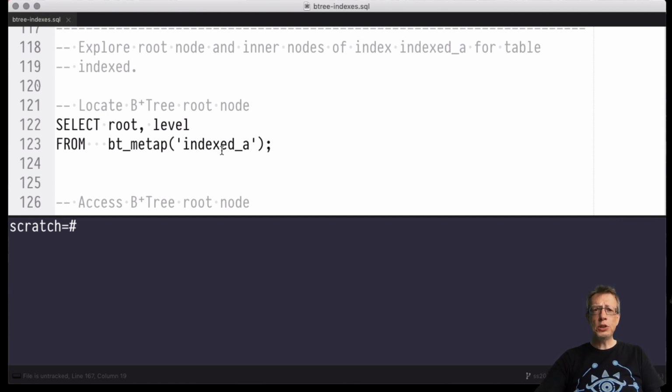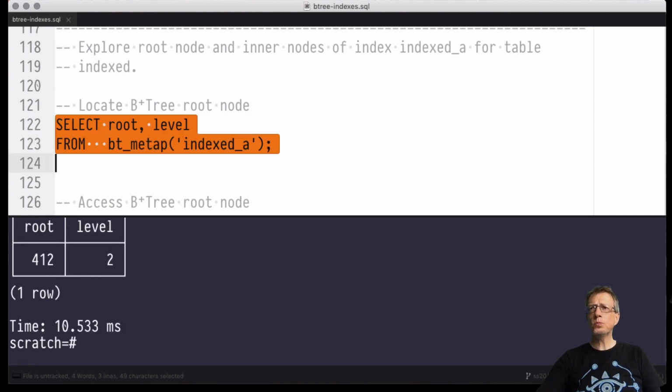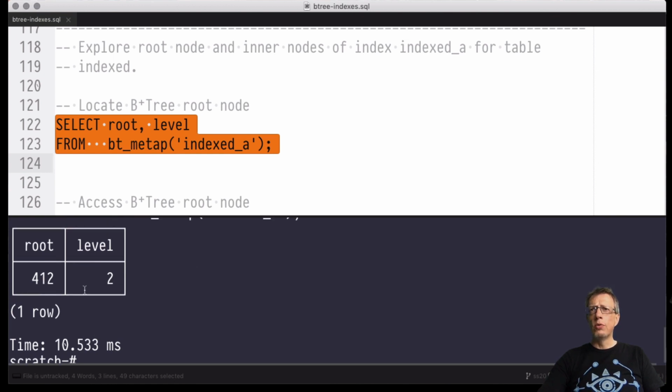The pageinspect extension has a special built-in function for us, the bt_metap function, that gives us information about the B tree itself, but also about its root node. Where can you locate the root node among the 2,745 pages that make up the entire B+Tree? Let's see what we find there. Okay. So the root node is located in this particular page. So in a second, we will use this 412 to access this particular page of the B+Tree.